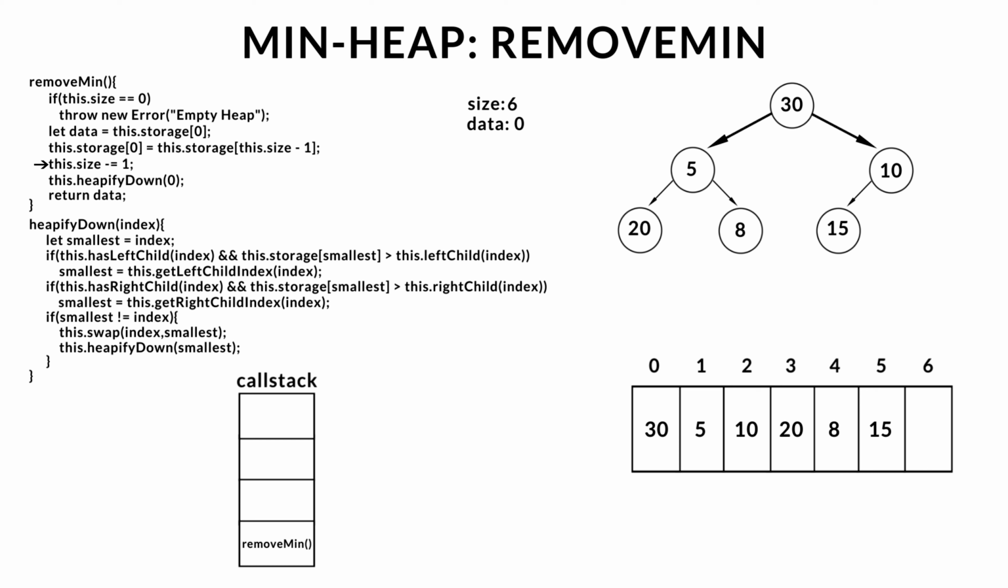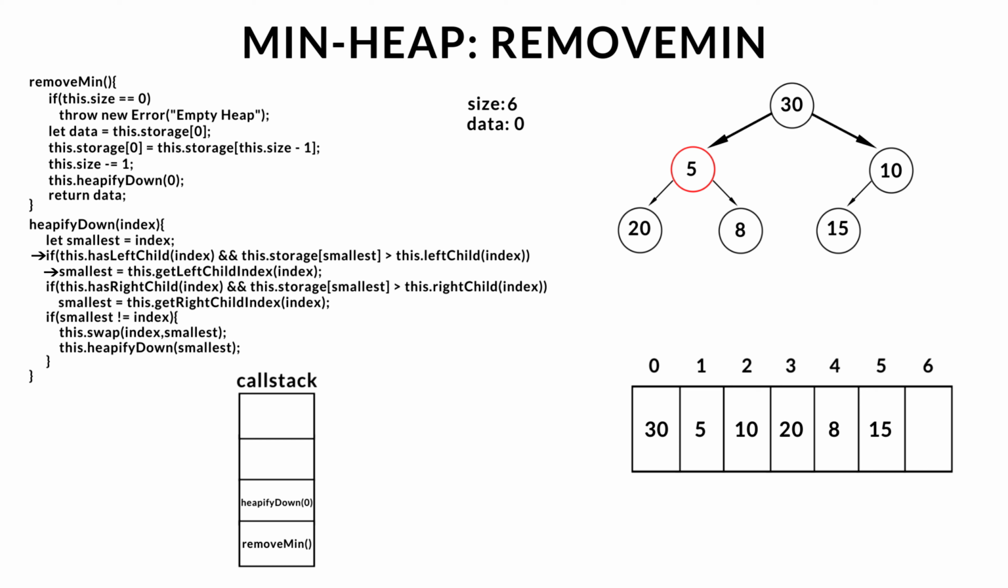Next, let's go ahead and invoke our heapifyDown method, passing in 0 as an argument. So let's go ahead and push this on top of the stack. Within our heapifyDown method, we initialize smallest to the node we're currently at. So does the node we're currently at have a left child? Yes, it does. Is the left child smaller than it? Yes, so we could go ahead and set smallest to the left child.